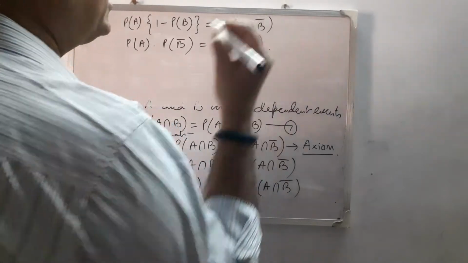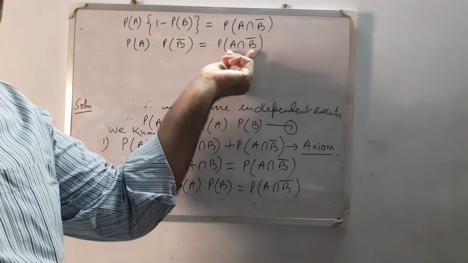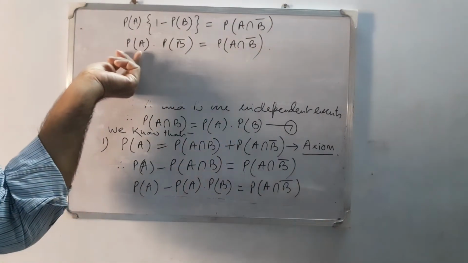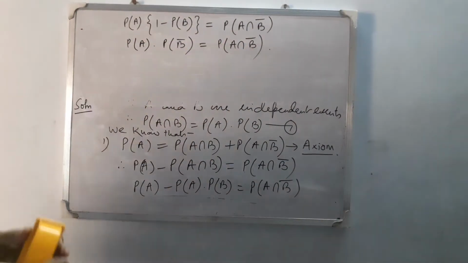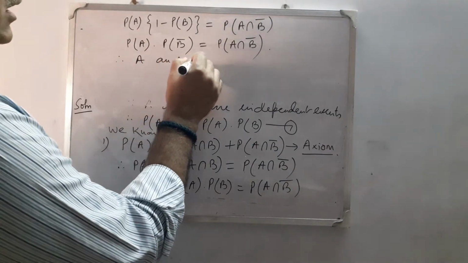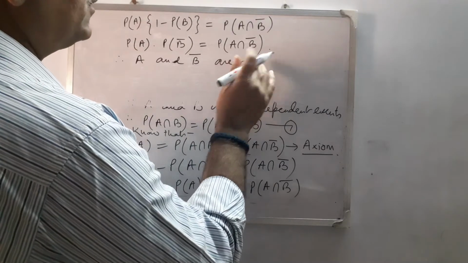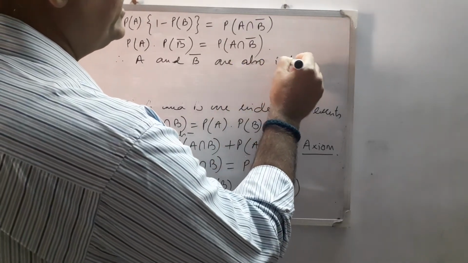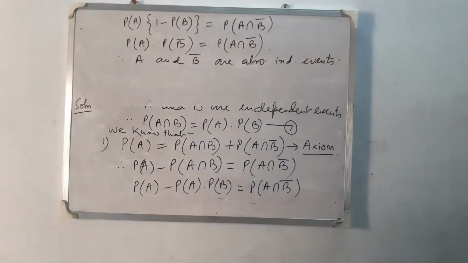So what you observe here? That the probability of their common portion, the intersection, is equal to the product of the probabilities of the two events. Therefore, A and B bar are also independent events. So this is our proof of the first part.